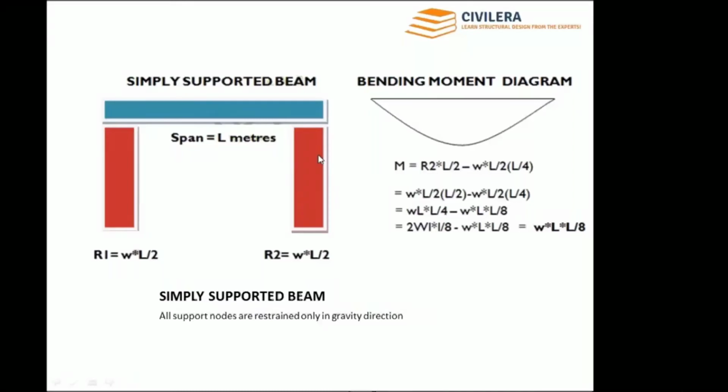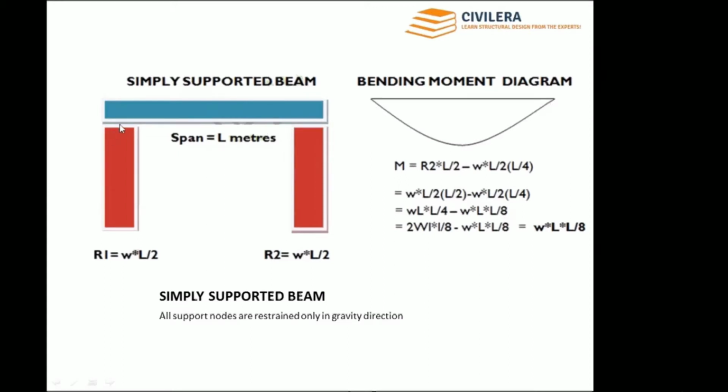Only what we need to satisfy to call something a simply supported beam is that there is no restraint here. When there is no restraint here, there is no bending moment. It is free to move.